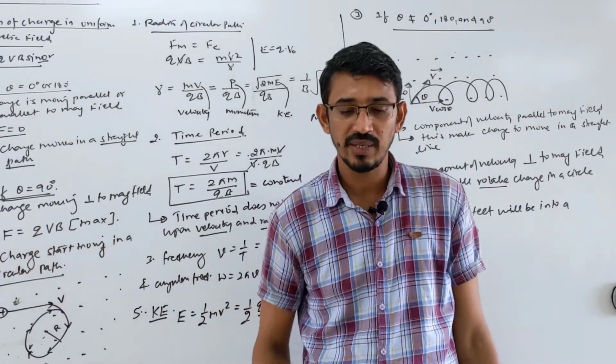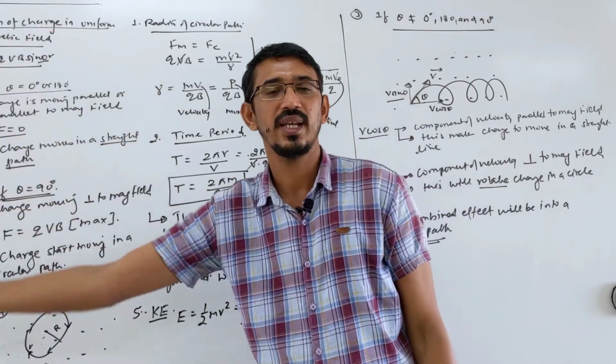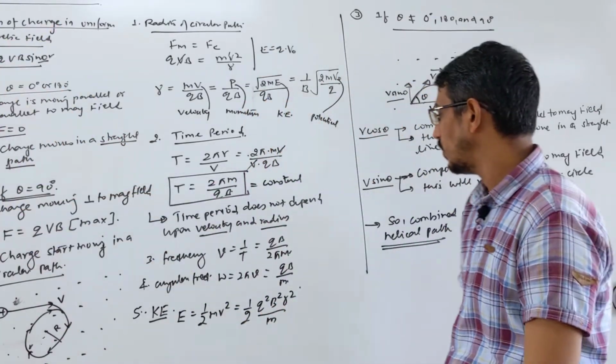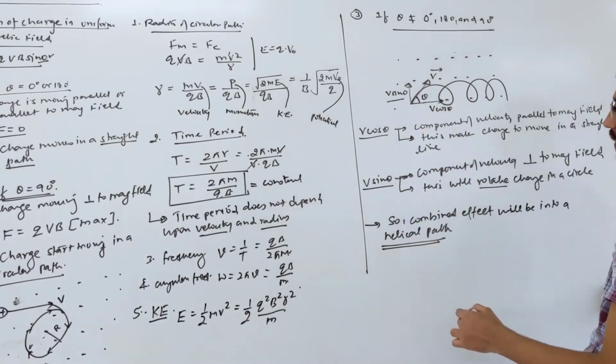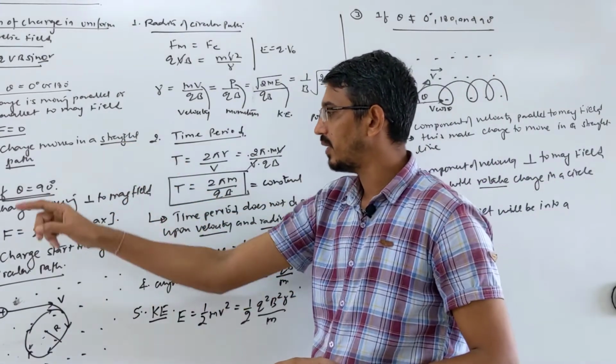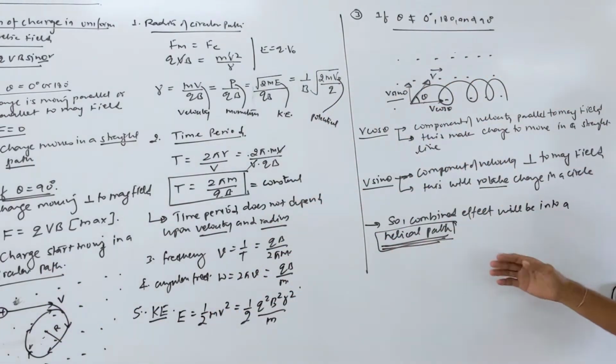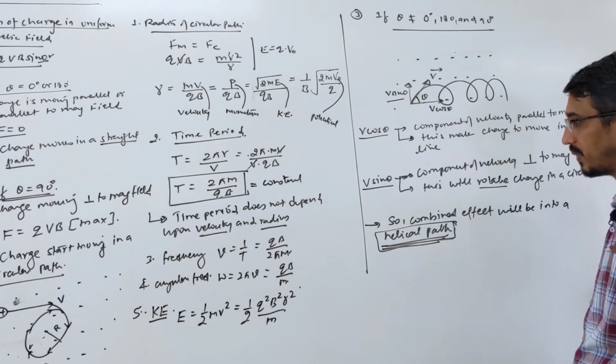When it completes a circle, it will not meet the same point. It will be a little forward here, just like a spring. So the combined effect in this case is a helical path. This angle means a straight line, this angle means a circular path, and leaving these three, any other angle means it will follow a helical path, correct?